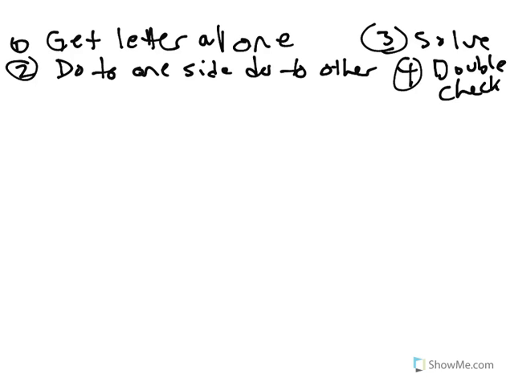Number 1, get the letter alone. Number 2, if you do it to one side, you have to do it to the other. Number 3, solve. And number 4, double check. We'll find that that works for every single problem we're going to do today on our review.